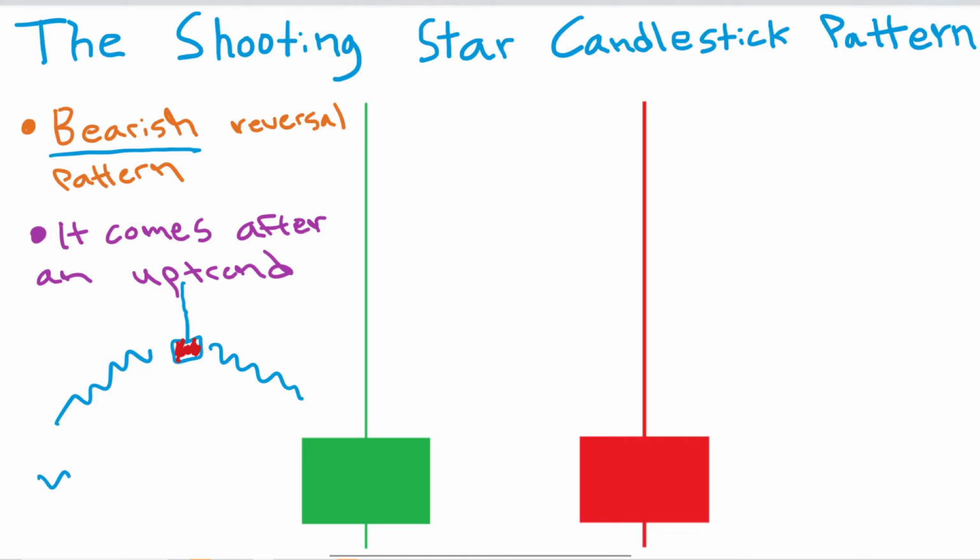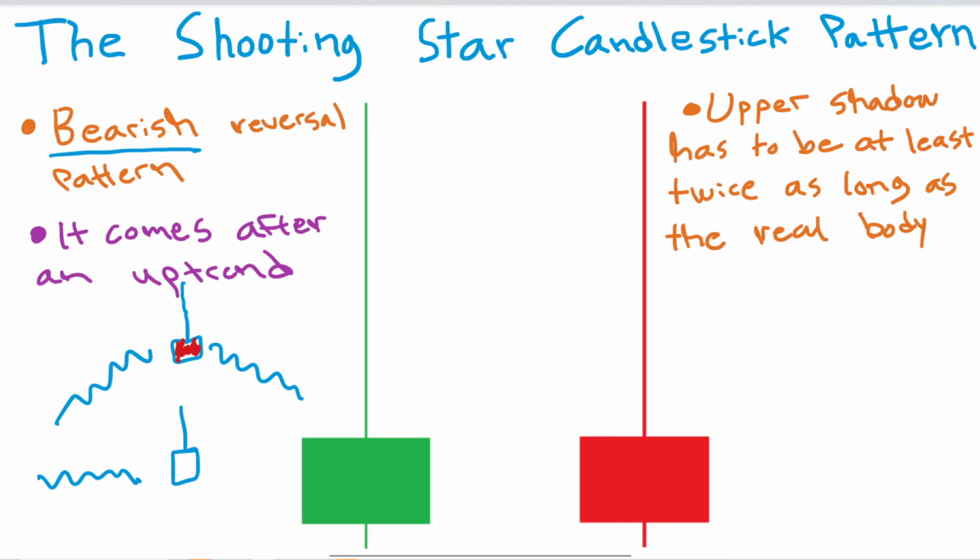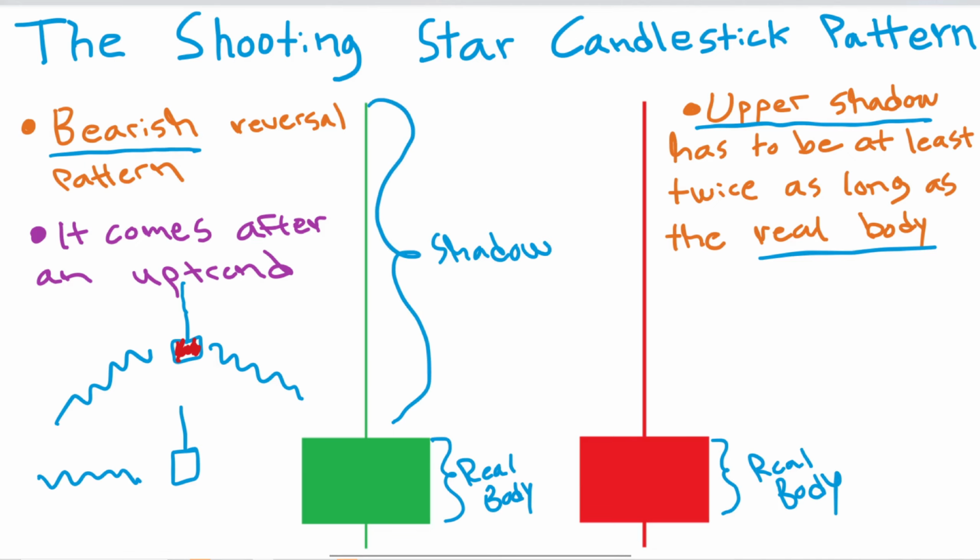If we, for example, have sideways price action and then a shooting star up here, in this case, this would not be a valid shooting star because the shooting star has to come after a price increase or an uptrend. And preferably, we want to see a strong uptrend prior to the shooting star pattern. Right, so how about the appearance? Well, the upper shadow has to be at least twice as long as the real body. And the real body is the part right here and right here. And the upper shadow is here, and the same thing applies for the red candle.